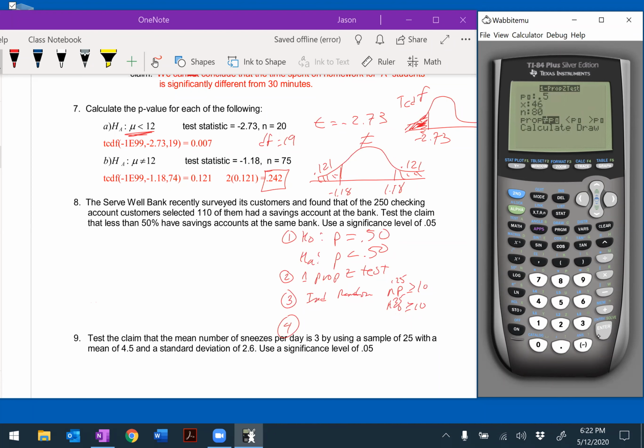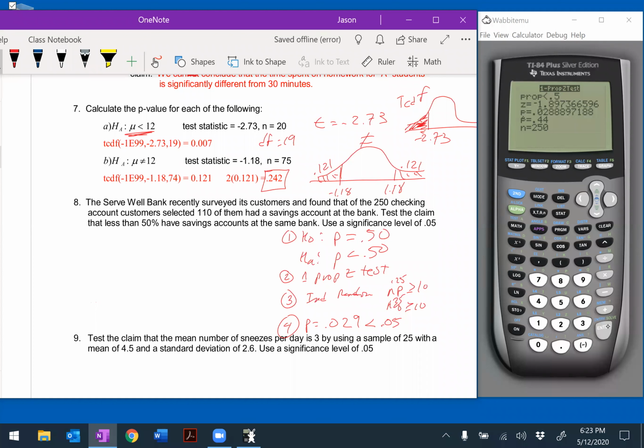How many had savings accounts? 110. How many total customers? 250. We want to test the claim that less than 50% of the accounts... Okay, and then we calculate and we find our p-value to be 0.02, or 0.03. We'll put 0.029, which is less than 0.05.